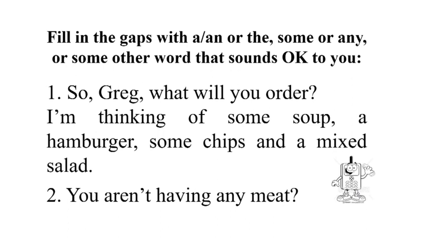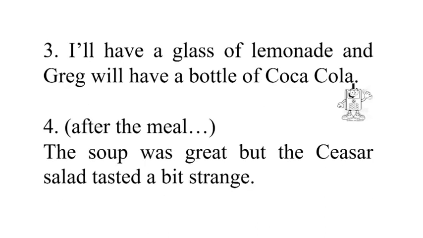You cannot just count one by one, and a mixed salad. 1 salad, 1 portion of salad. A mixed salad is actually shortened from a portion of mixed salad. You aren't having any meat. Meat, također, ne možemo da brojimo meat. 1 meat, 2 meat, 3 meats. Ne možemo kažemo 3 mesa. So, you aren't having any meat.